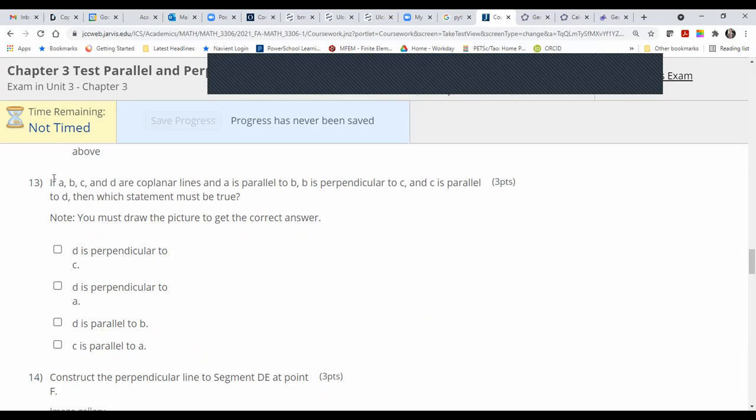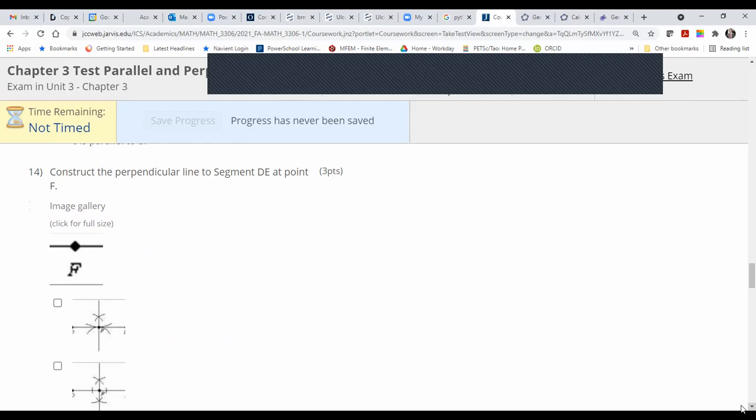So that means all of these lines are on the same plane. Okay. And then you need to draw A parallel to B, and then B parallel to C, and then C is parallel to D. Then which statement must be true? Okay. So you need to choose one of these. So you need to draw the picture in order to answer this question. Okay.